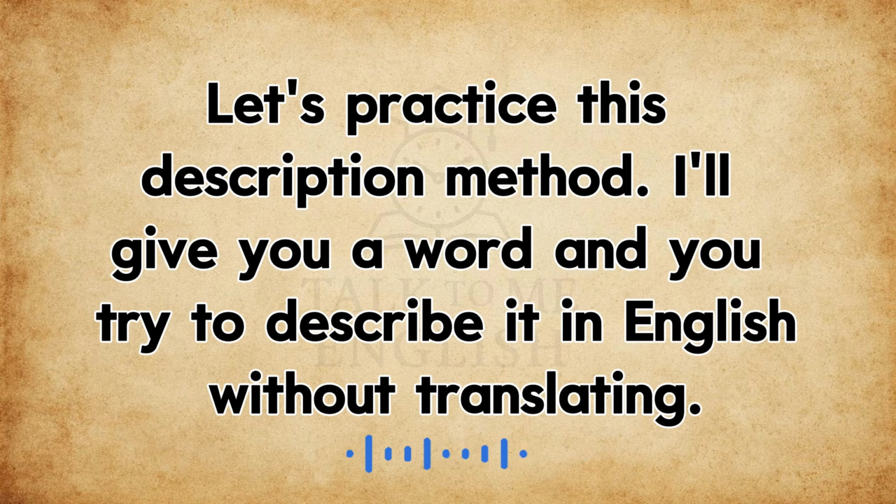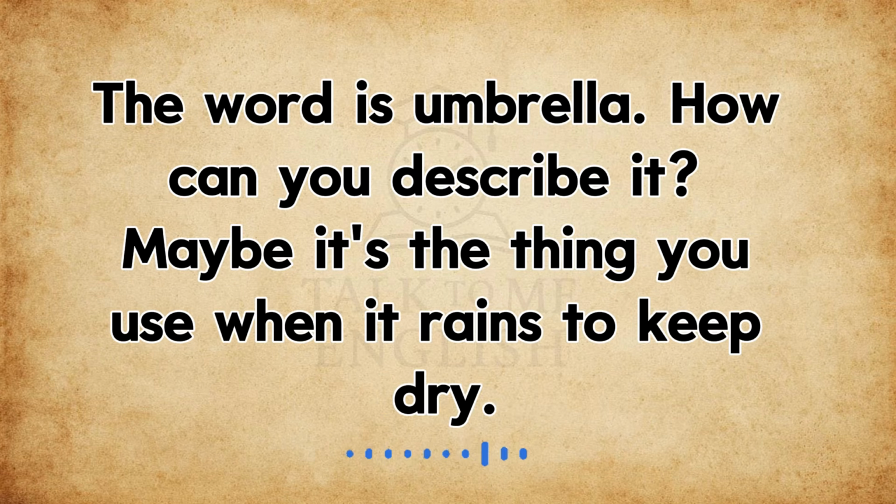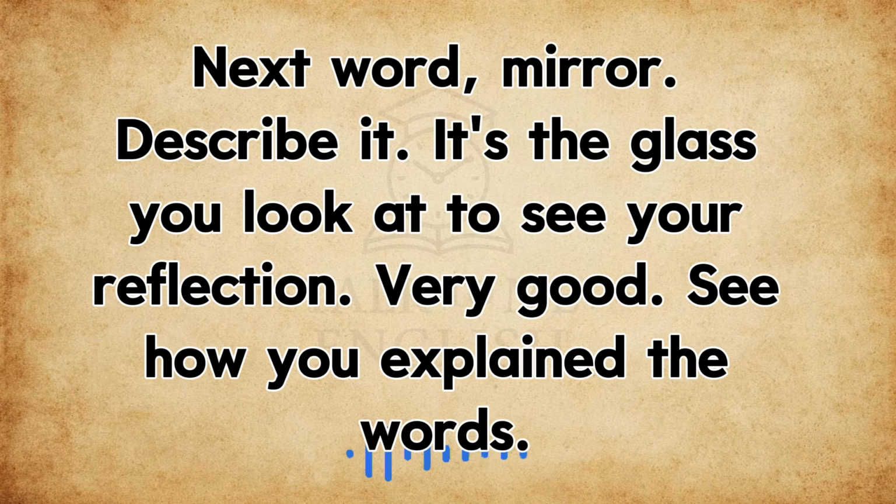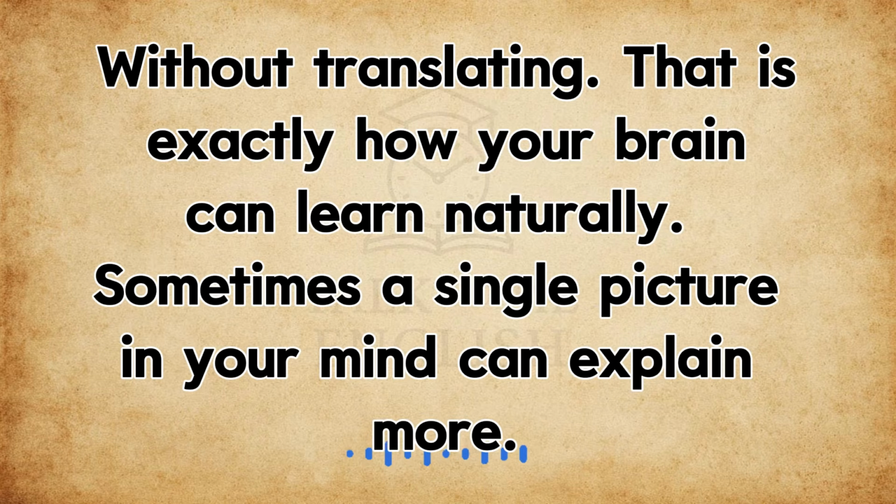Let's practice this description method. I'll give you a word and you try to describe it in English without translating. The word is umbrella. How can you describe it? Maybe it's the thing you use when it rains to keep dry. Perfect. Now the word ladder. You can say it's the thing you climb to reach something high. Yes. Next word, mirror. Describe it. It's the glass you look at to see your reflection. Very good. See how you explain the words without translating. That is exactly how your brain can learn naturally.